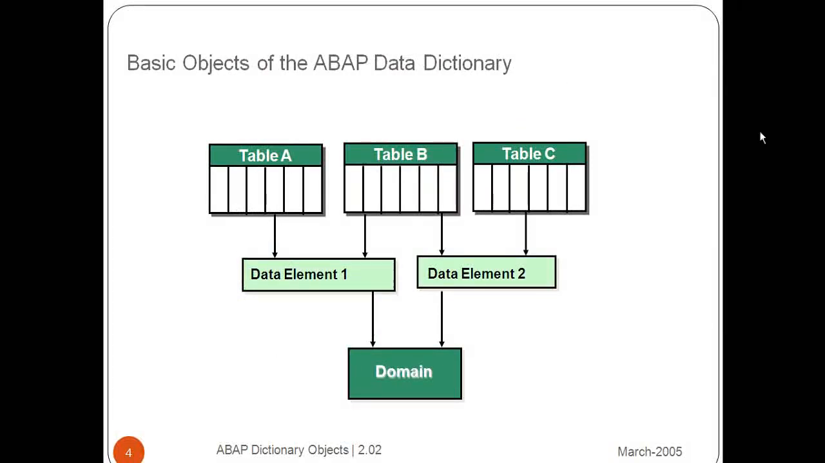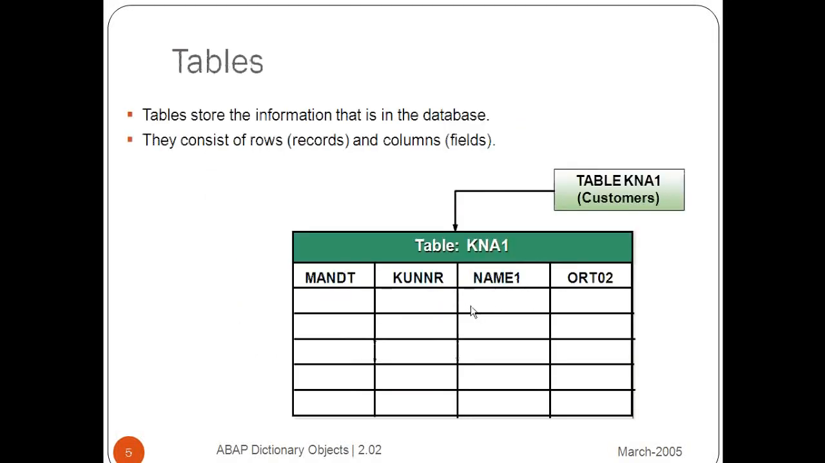Basic objects of the data dictionary: data element, domain. This is the pictorial representation. What could a table be? KNA1 is a customer master table. It could be in a tabular format like this.